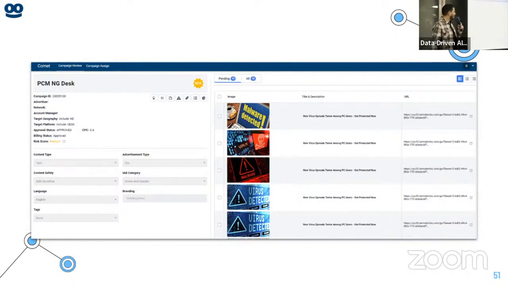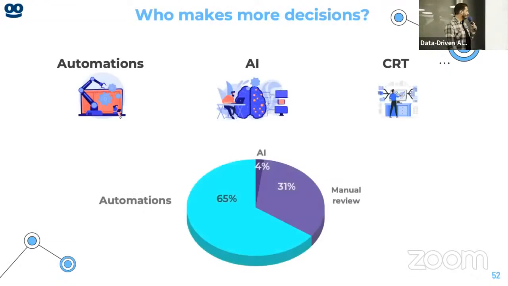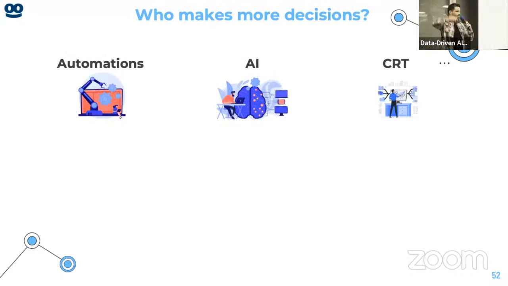All right, who do you think makes the most decisions? Automations, raise your hand. AI. All right, half and half. Content review team, the human review.